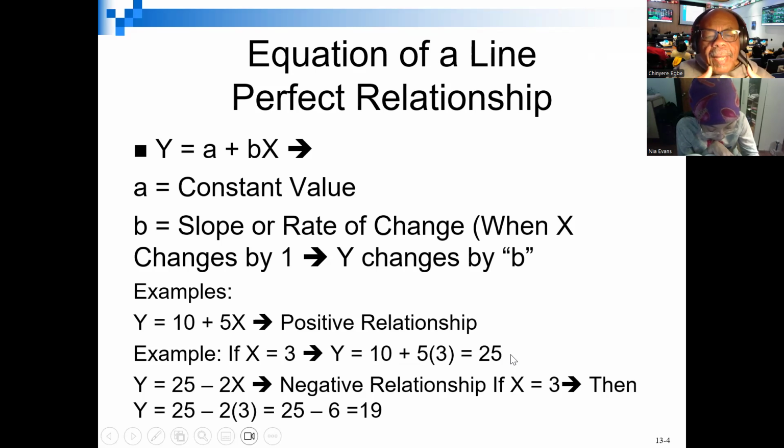Now, we can calculate Y perfectly if we know X. This is the understandable equation of a line, all right? This is easy to understand because the relationship between Y and X is perfect. Now, what happens in regression analysis is that we are dealing with imperfect data.